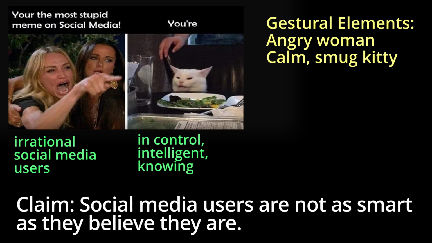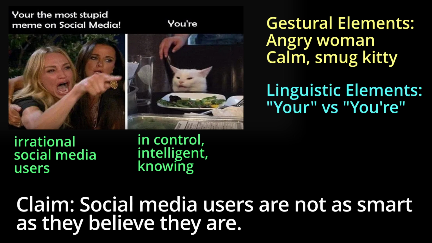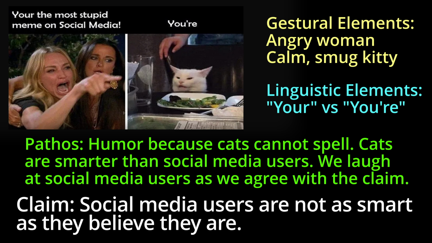We have the linguistic elements, "your," Y-O-U-R, and the contraction of U-R, Y-O-U apostrophe R-E. This certainly helps to make sense of the meme. This one relies on pathos. Not the woman's apparent anger, though, but the humor and the juxtaposition of the smug feline and the angry woman. The cat, who we know cannot spell in real life, is correcting the misspellings of a social media user. So the audience is supposed to laugh along with the author at social media users.